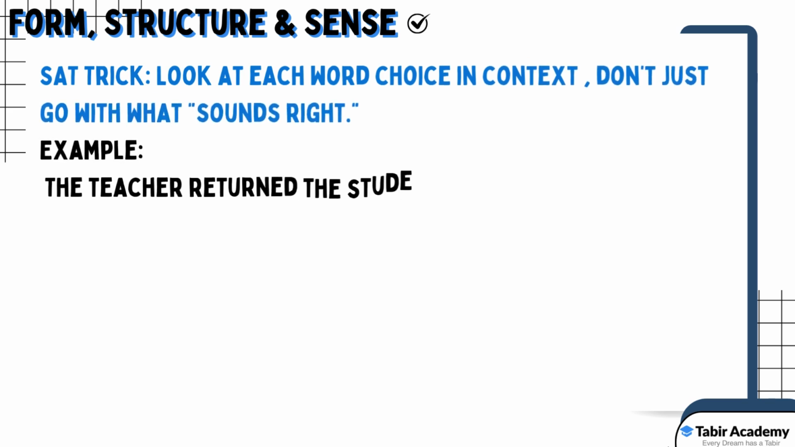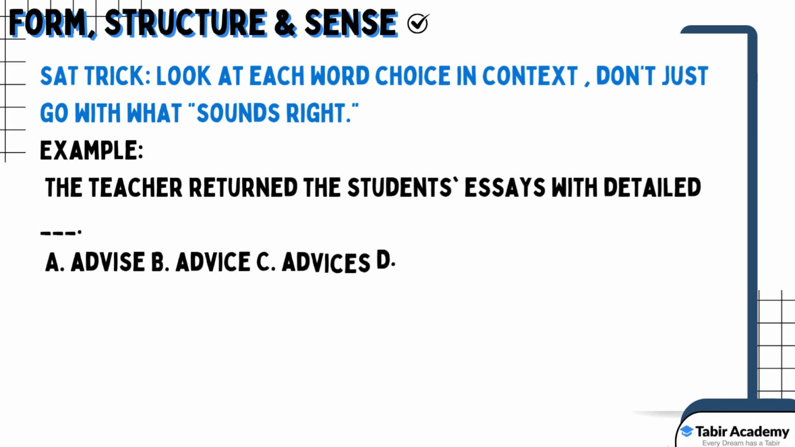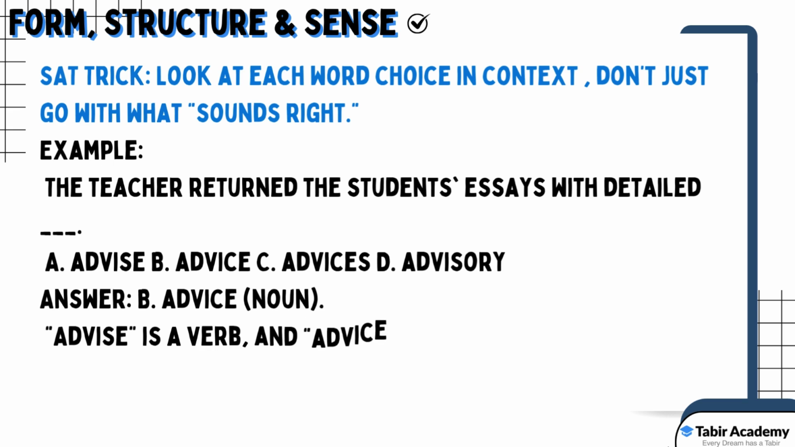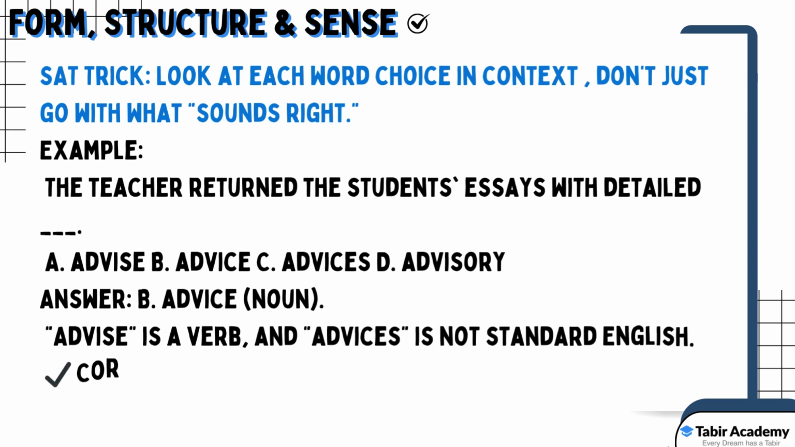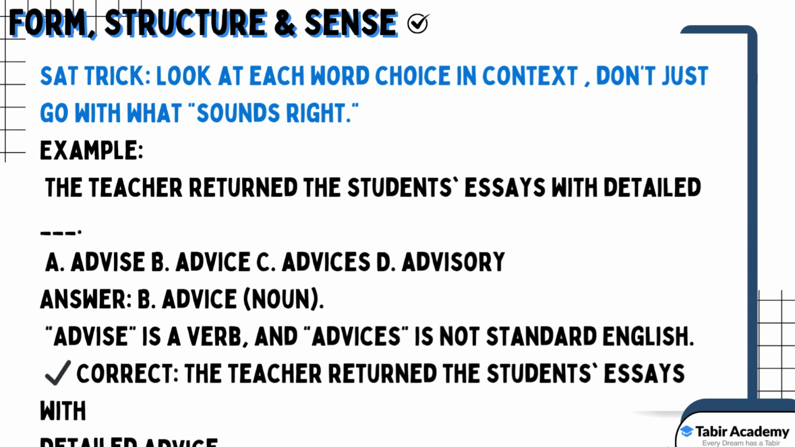Example देखते हैं. The teacher returned the student's essay with detailed advice or advisory. Advice, जो कि एक noun है, वो correct answer है. जो A part है with an S, that is a verb, और जो advices है, that is not standard English. So the teacher returned the student's essay with detailed advice is the correct answer.